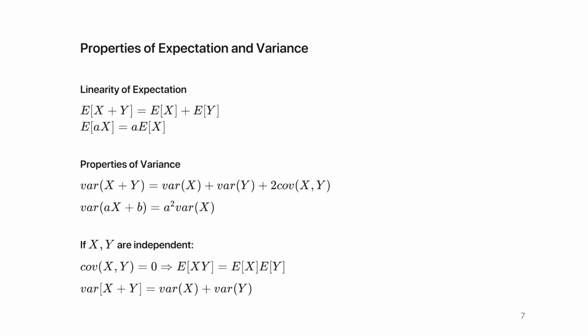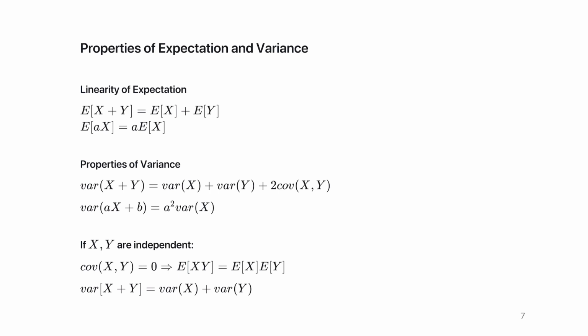Yeah, and then for scaling and shifting, when you add a constant to the variable inside the variance, it doesn't affect the variance. And then when you multiply by a inside the variance, you have to pull out a squared instead of just a in the case of expectation. Yeah, any questions on this slide?